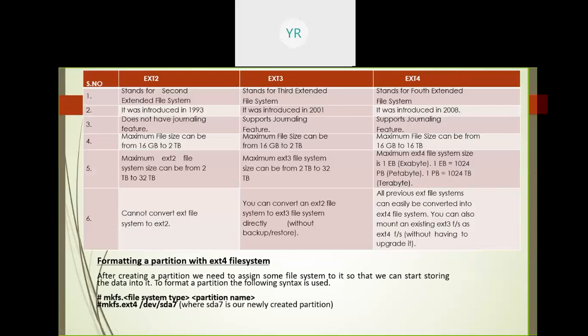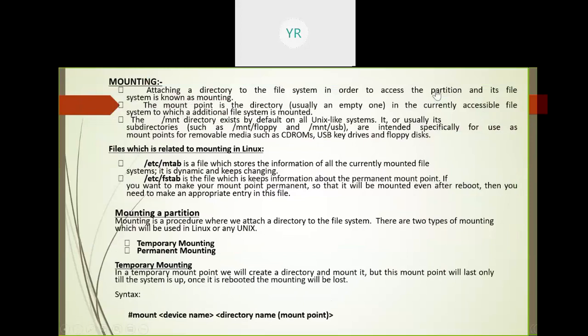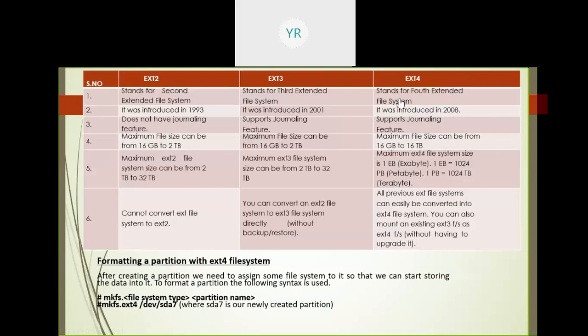ext3 is the third extended file system. ext4 is the fourth extended file system. ext3 was introduced in 2001, and ext4 was introduced in 2008. These are updated versions, one after another. In 93 it was ext2, in 2001 ext3, in 2008 ext4. Up to RHEL 6 it is ext, and in RHEL 7 it is the XFS system. Of course, it supports ext systems also.